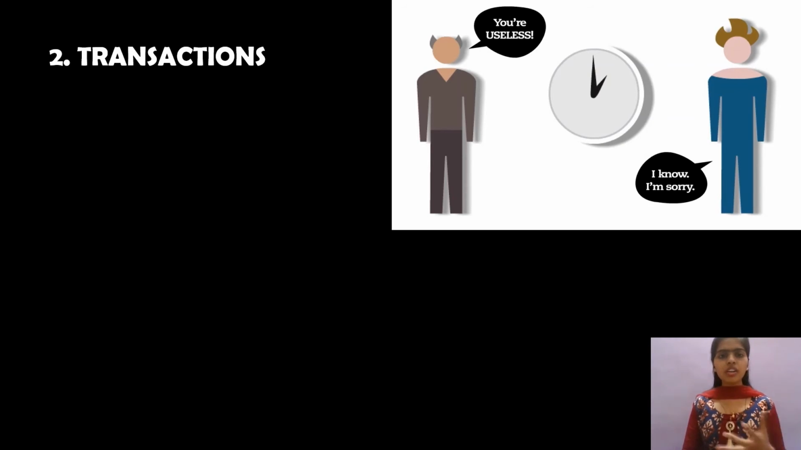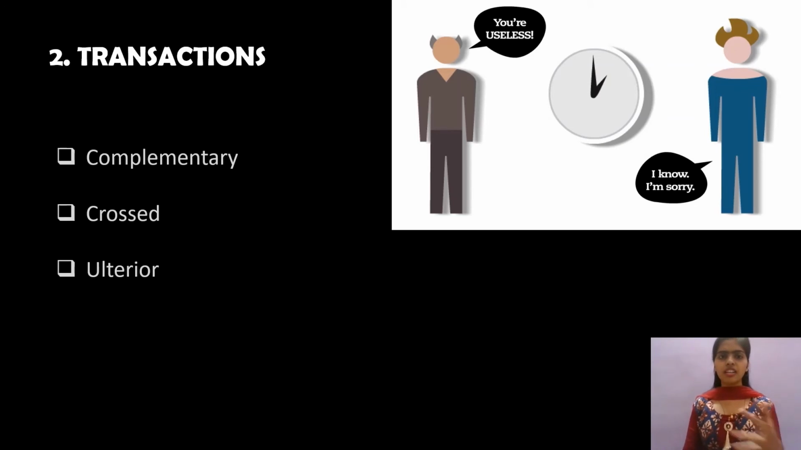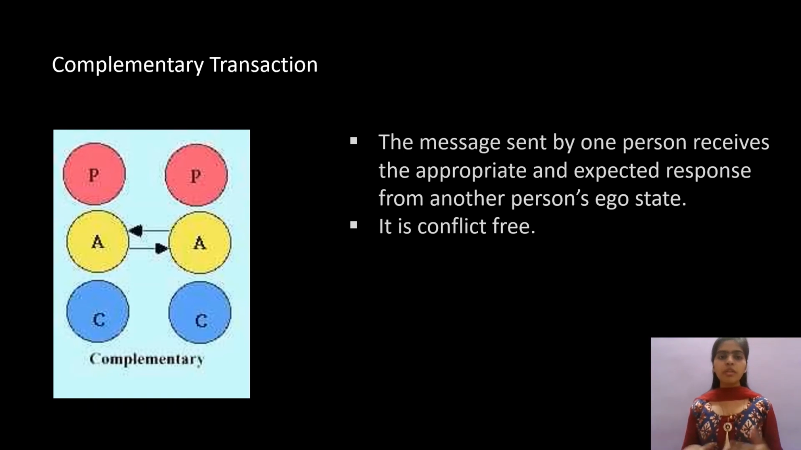There are three common transactions that people generally show. First one is the complementary transaction, second one is the cross transaction, and third one is the ulterior transaction. So we'll see what is what. Complementary transaction: when a message is sent by one person's ego state, and it receives the appropriate and expected response from another person's ego state, then we call it a complementary transaction. It is conflict free, there is no conflict here.